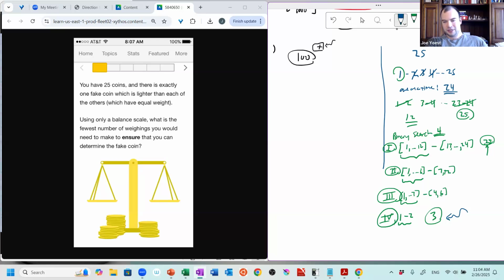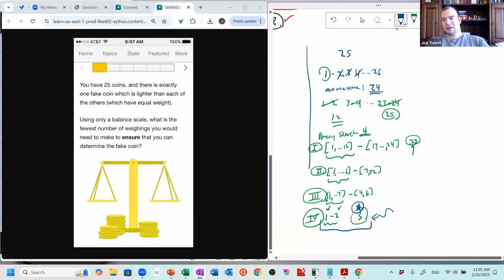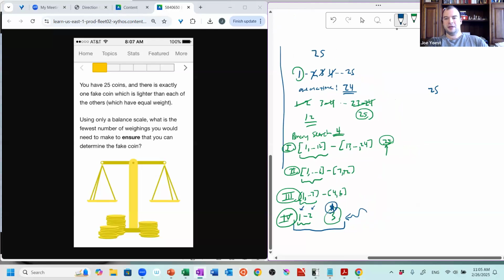In fact, if I thought of binary search and went through that math and said, okay, it works this way, the last step here really makes us realize that we can make use of the stack that we're leaving off. In other words, what I could do is start with 25 coins and break it roughly into thirds. I could weigh, say, 1 through 8 against 9 through 16, and I could leave 17 through 25 off.